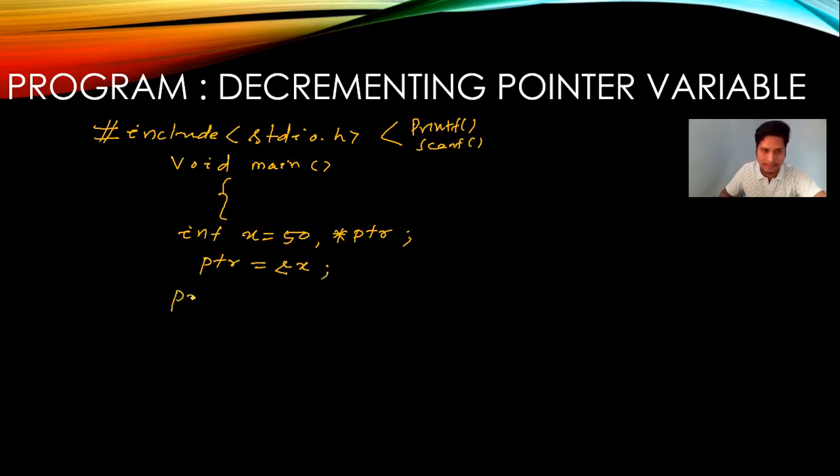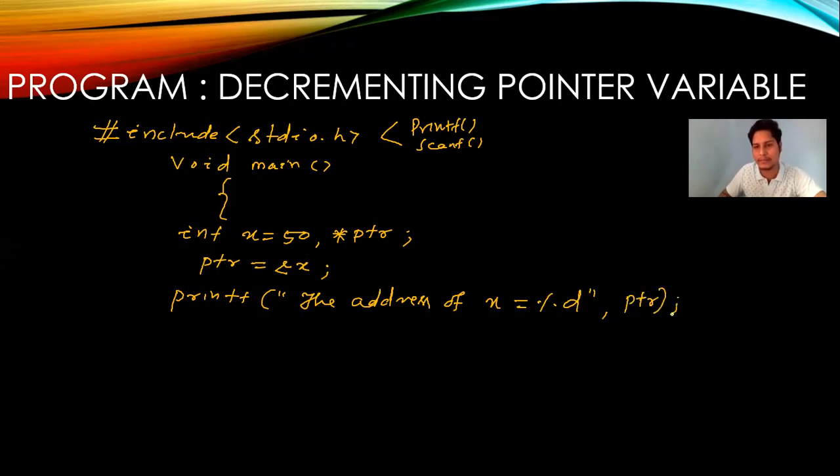After that, printf first the address of x is equal to %d double quotation end ptr bracket and semicolon. After this statement, I am decrementing the pointer variable: ptr minus minus or minus minus ptr semicolon.